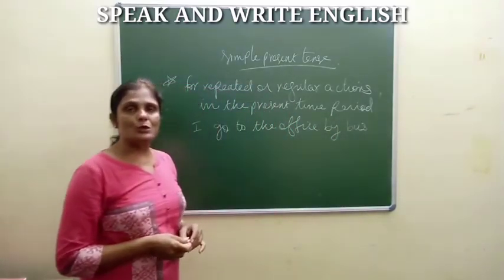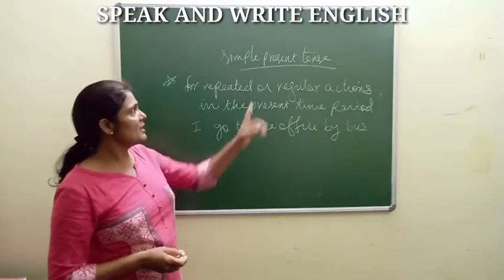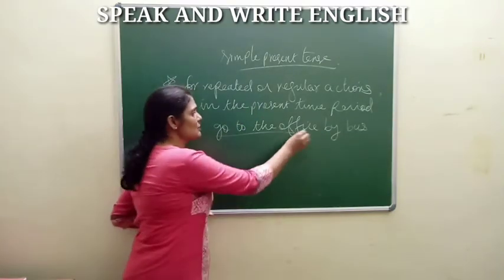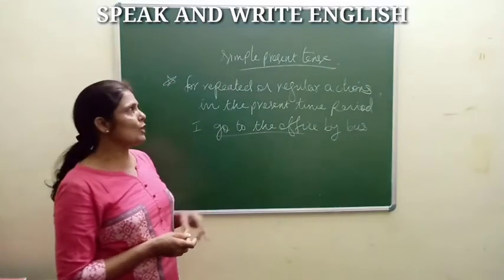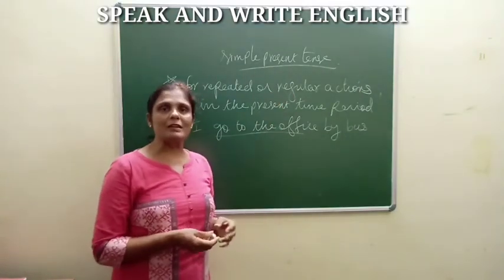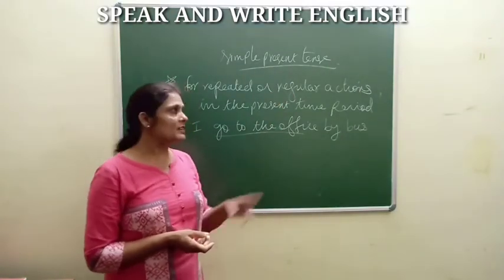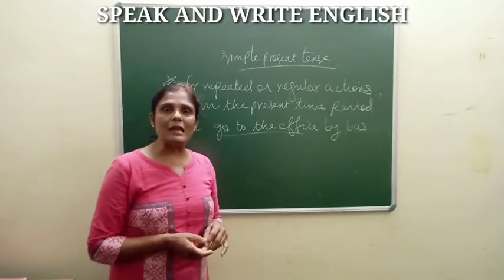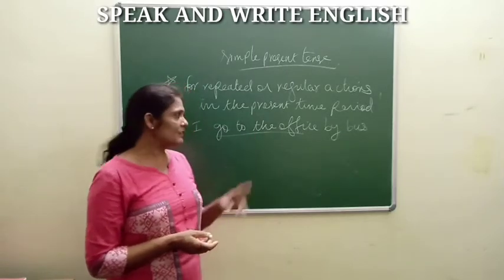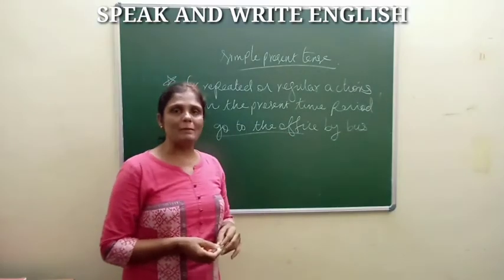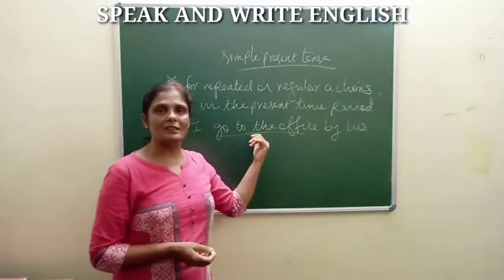I go to the office by bus. This is my repeated action, because repeatedly I go to the office, a regular activity because regularly we need to go to the office. In such cases, we make use of the simple present tense. I go to the office by bus. So I take a bus to the office regularly.